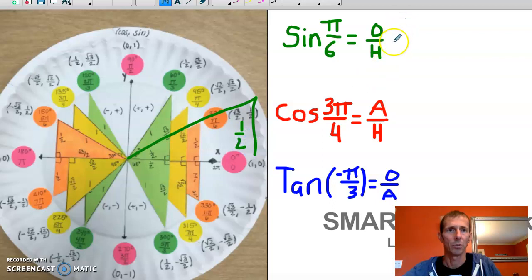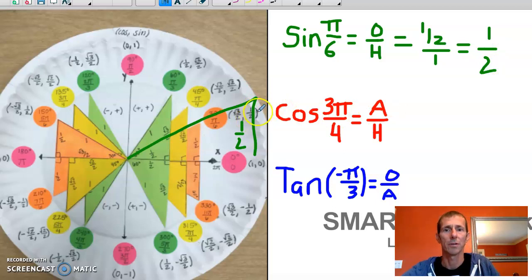And so I would put over here, opposite side is 1/2. And the adjacent side, or sorry, the hypotenuse, these are unit circles, so the hypotenuse on every one of our triangles is 1, so that's 1/2 over 1. So the sine at pi over 6 is 1/2, which also at this point happens to correspond to the y-coordinate.